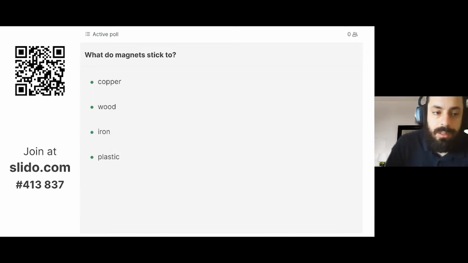Let's try to test your knowledge, guys. Join at slido.com using the QR code or using the code below, 1413837, and answer the question: what do magnets stick to? Copper, wood, iron, or plastic? I'm gonna give you 1 minute for this, guys.